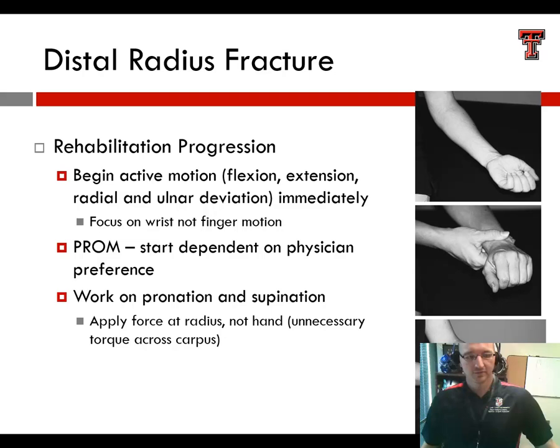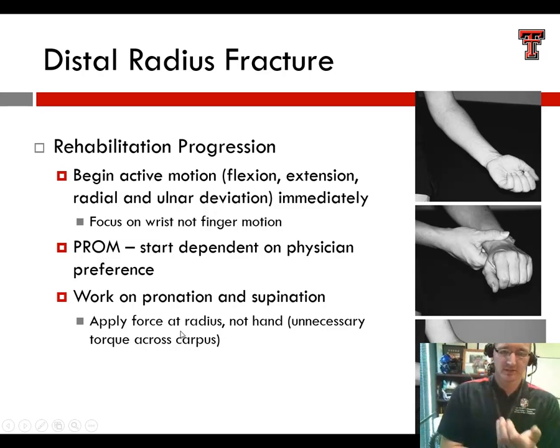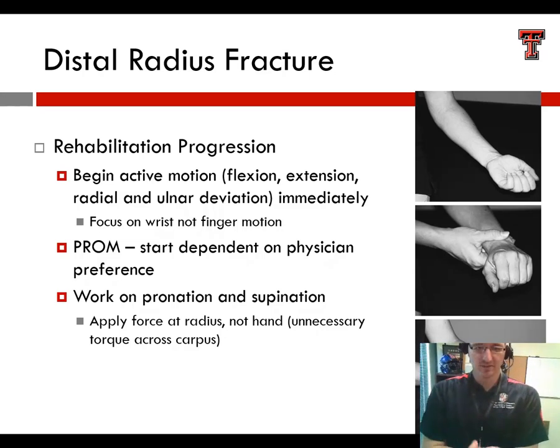Okay. Also notice the force for pronation and supination is being applied to the distal radius and ulna, not out at the hand. We're not necessarily trying to torque the carpal bones or the carpal structures. We're trying to get that mobilization through the radius and ulna.